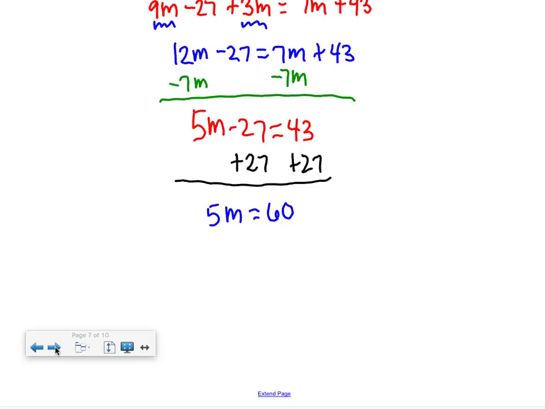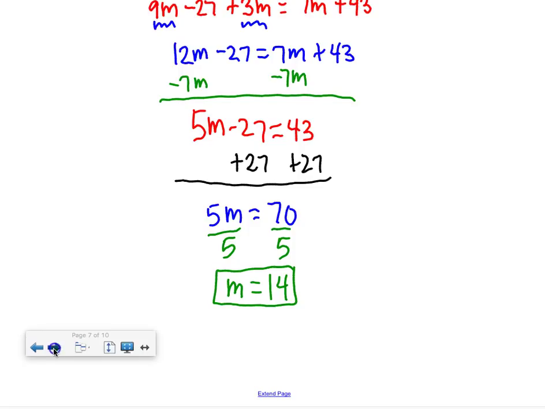Nope, I lied, 70, 10 off. You get 70. Divide out by 5, divide by 5, divide by 5. m equals 70 divided by 5, which is 14. There we are.